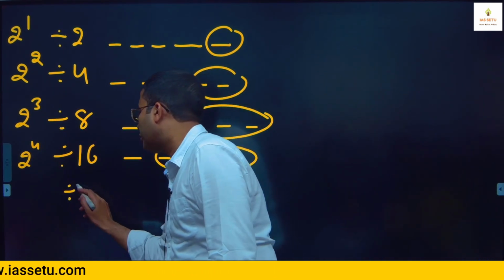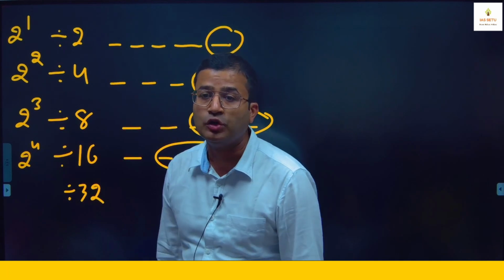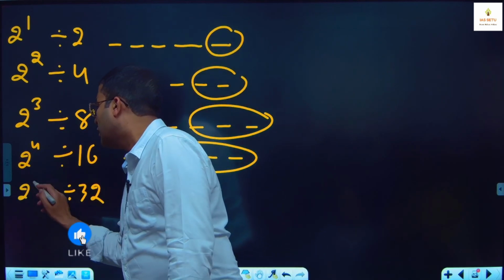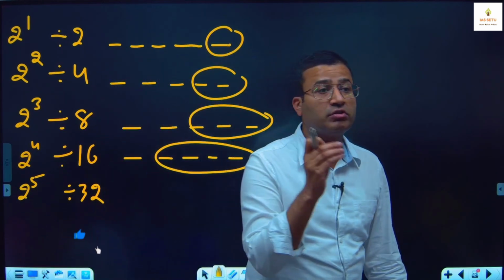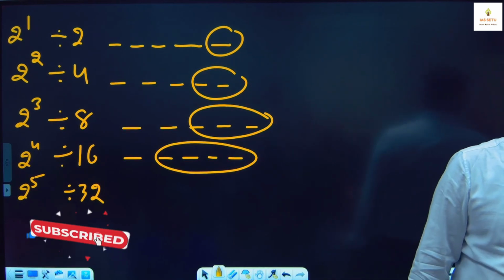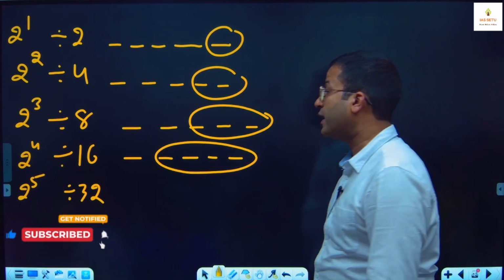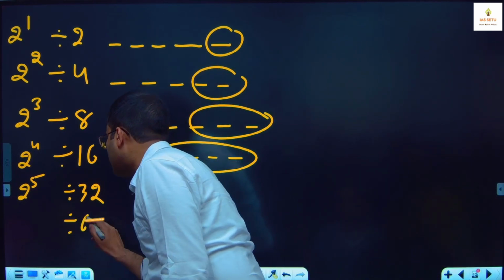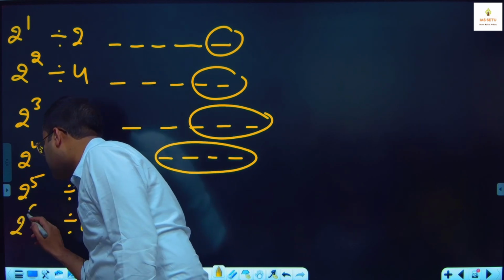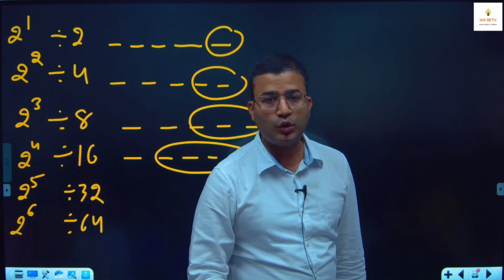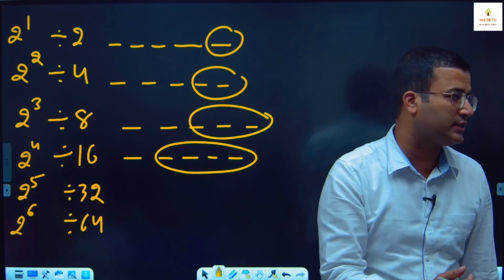Next is divisibility of 32. What is 32? 2 to the power 5. So here you can check divisibility of 32 also by checking the last 5 digits. You can check divisibility of 64 also by checking the last 6 digits. So don't cram it, just see the concept.